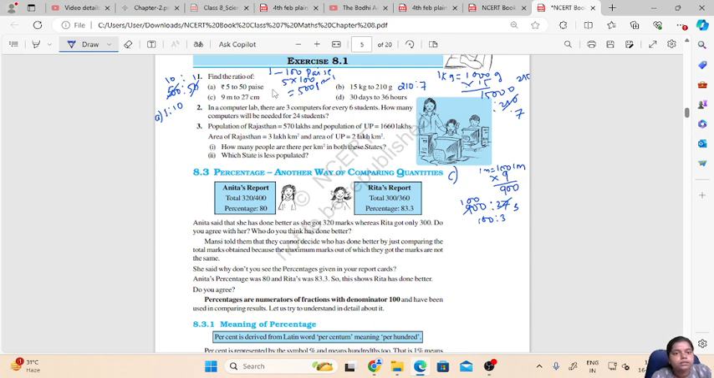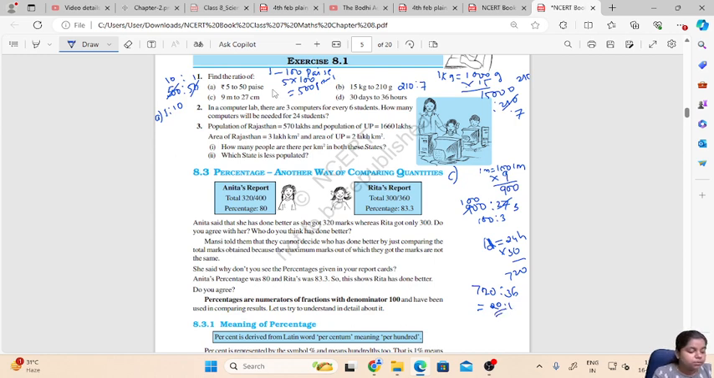Okay, then the fourth, that is 30 days to 36 hours. Here we need to convert these days into hours. So we know that 1 day is equal to 24 hours. So 30 days into 24 will give 720 hours. So 720 is to 36. So how much is it? By 24 we have to divide, and the answer is 20 is to 1.